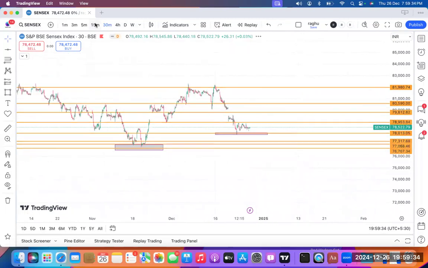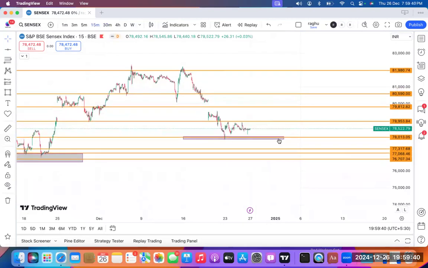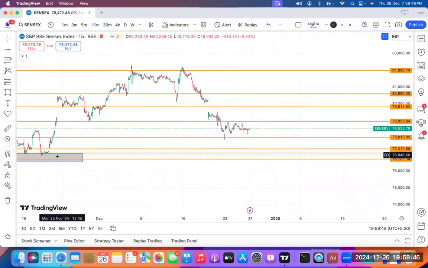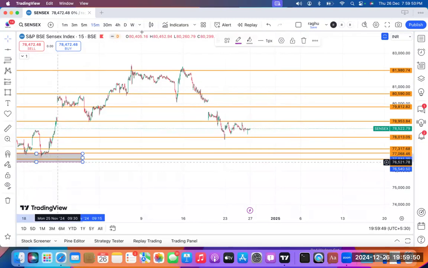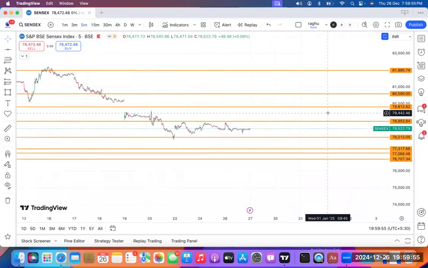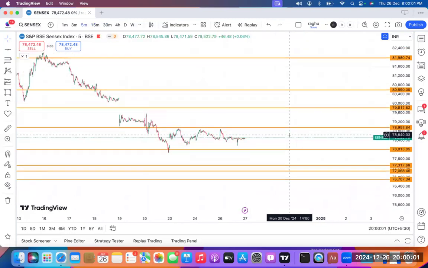Now I'll go to 15 minutes, breaking it down. In the 15 minutes time frame, I got my levels to buy and sell tomorrow in the market. I'll remove the base now because the base work is done. Now I will look into 5 minutes. So my job is done. I got my levels. You guys can take a screenshot if you want, or anyway I will share this with you.